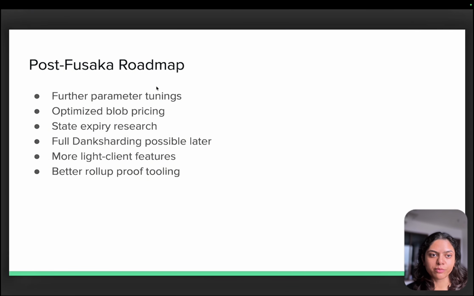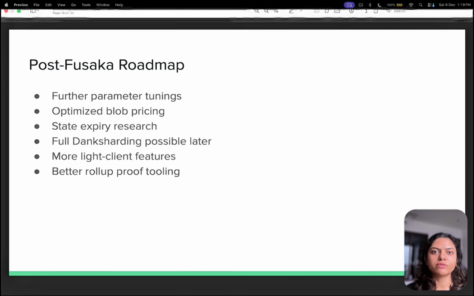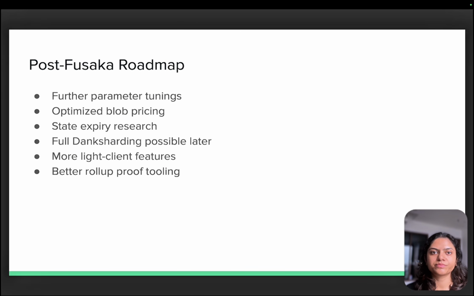Post Fusaka roadmap. What is the post Fusaka? It means what they are planning to do in the future after Fusaka. So what comes after Fusaka? Further parameter tunings, optimized block pricing, state expiry research, full danksharding possible later, more light client features, better rollup proof tooling. Like more tuning for the blob parameters, more predictable blob markets, state expiry research, full danksharding potential, stronger light client features, more tooling for the proofs. Fusaka basically opens the door for the final scaling phase.